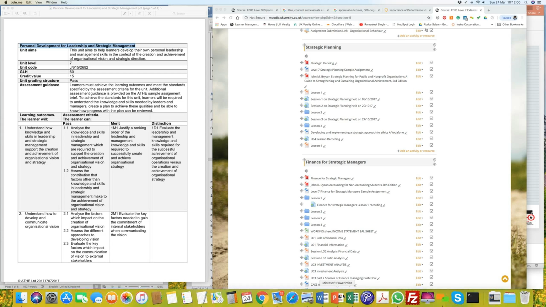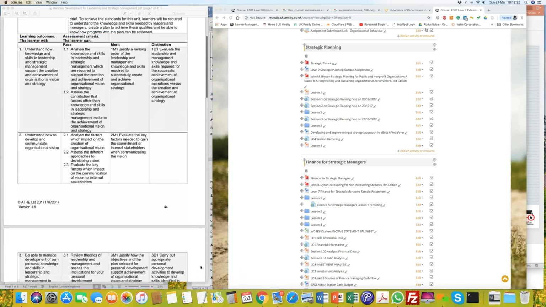In the first learning outcome, we looked at understanding the skills which are required when you are in a leadership position, what kind of skills you exhibit, and how these skills help in the creation of an organizational strategy plan, which allows you to drive the goals and objectives, or mission and vision, of the organization.